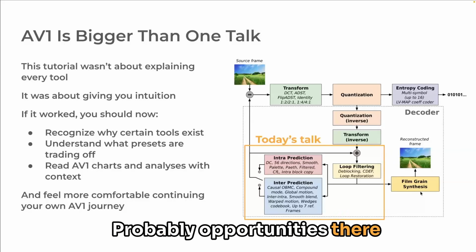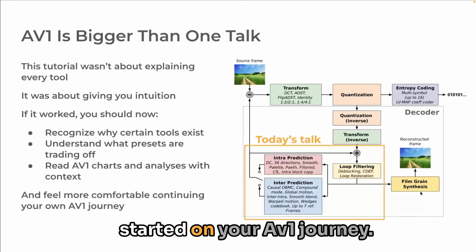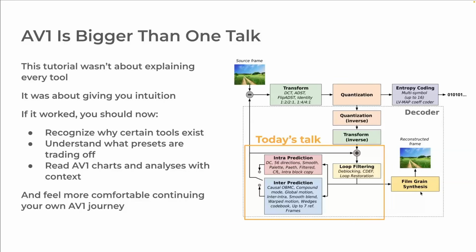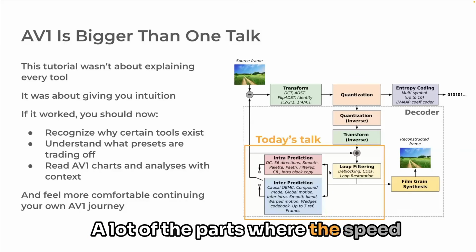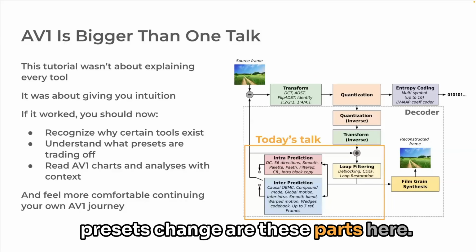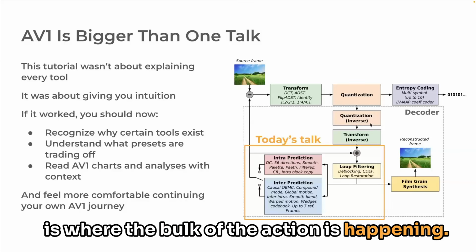Probably opportunities there for me to give more tutorials. The idea was to get you started on your AV1 journey, that you get an understanding a bit of how speed presets work. A lot of the parts where the speed presets change are these parts here. There's still some other things that can happen in other parts of the codec, but this is where the bulk of the action is happening.